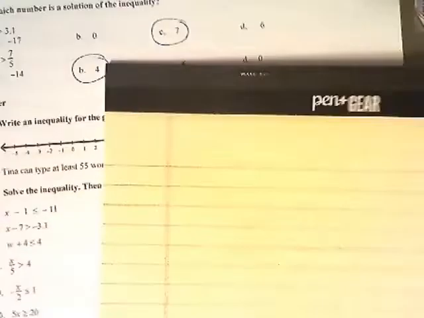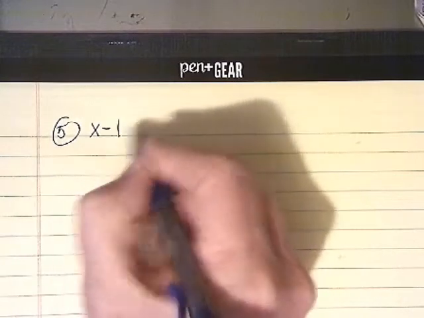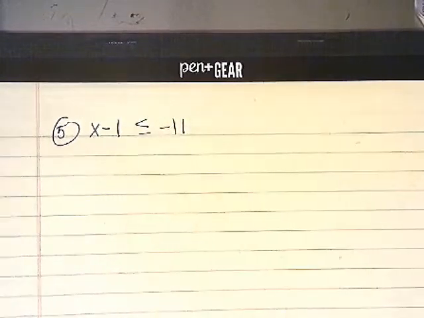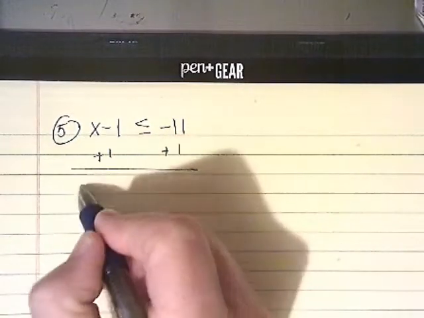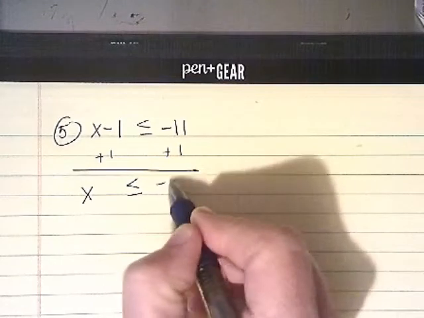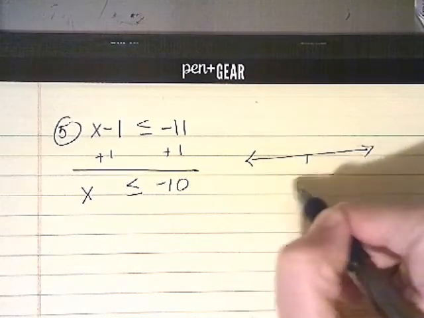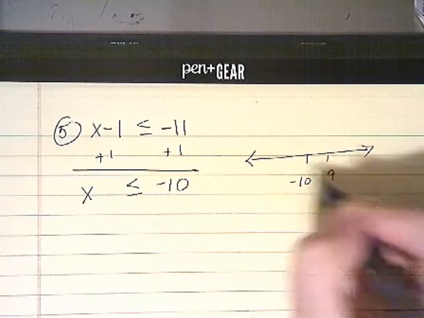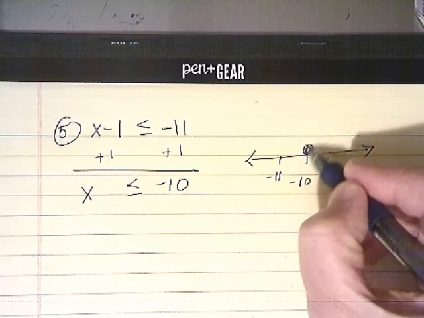Number 5 says solve and graph your solution, and number 5 says x minus 1 is less than or equal to negative 11. So we're going to add 1 to both sides. It's going to be x is less than or equal to negative 10. On that number line, I'm going to have negative 10, negative 9, negative 11. It's a circle that's colored in.